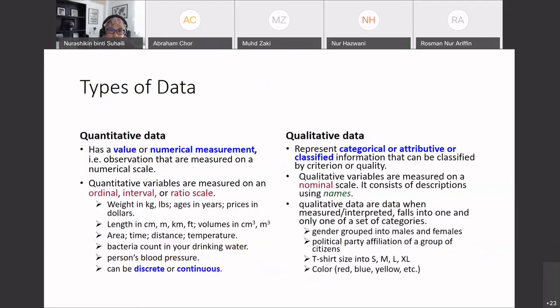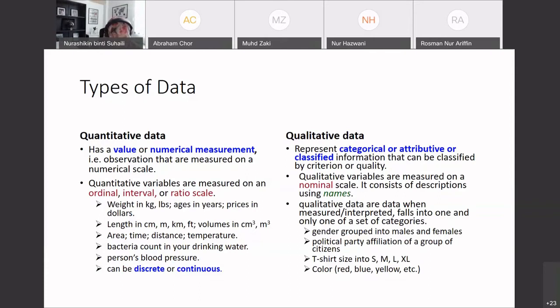Right. The types of data. Any questions so far? Are you clear about the samples and population? Yes. Oh, clear, Doctor.